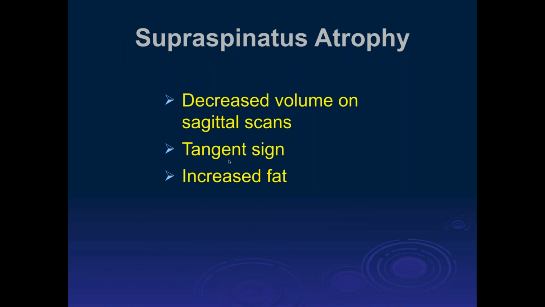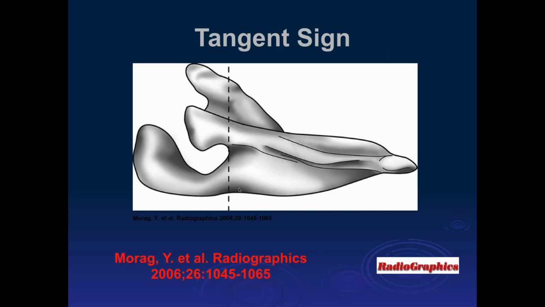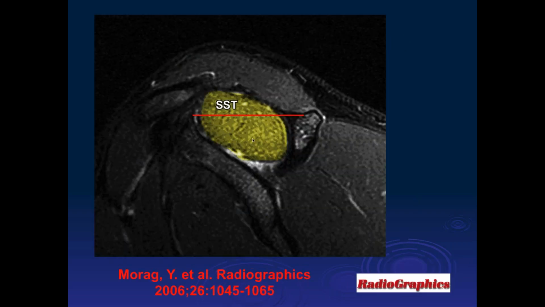So atrophy of the supraspinatus tendon is a strong negative prognostic factor when it comes to surgery. So you can see decrease there. One way of evaluating this is to look at the sagittal images for decreased volume. This is a so-called tangent sign. And the other thing we look for is increased fat. So if you do the tangent sign, you do a sagittal image, it's a little confusing, like this.